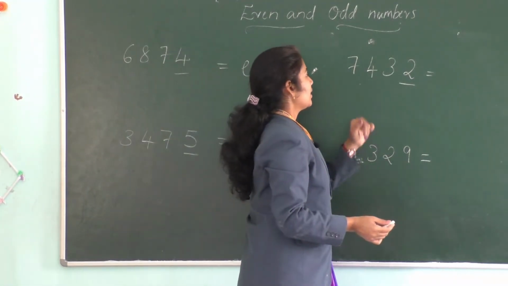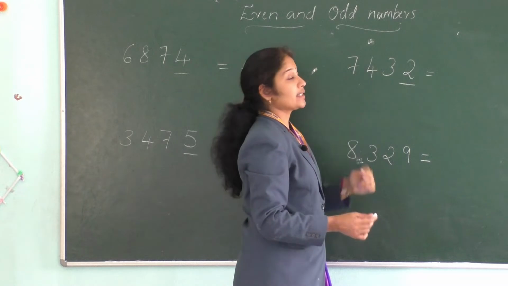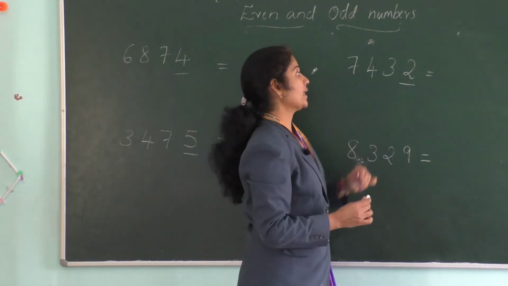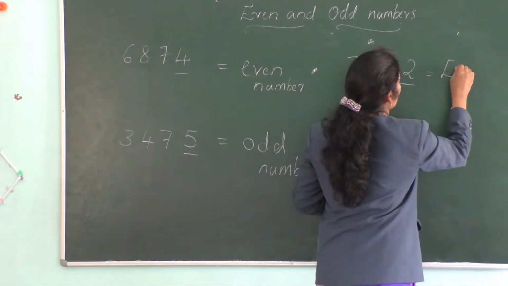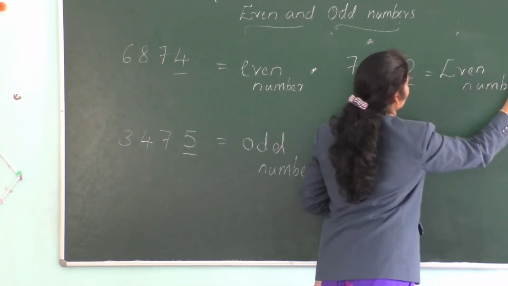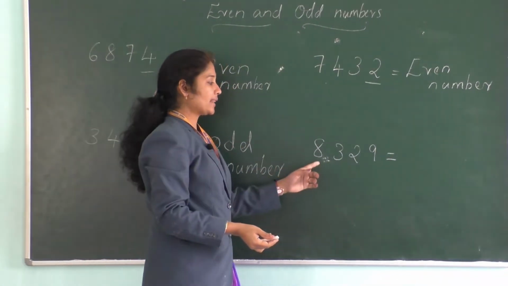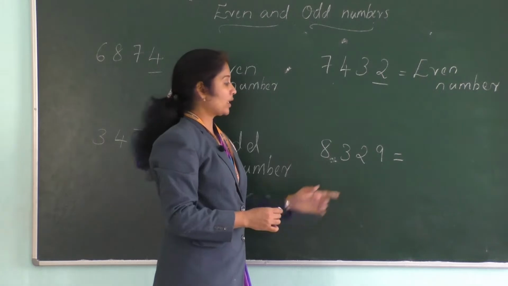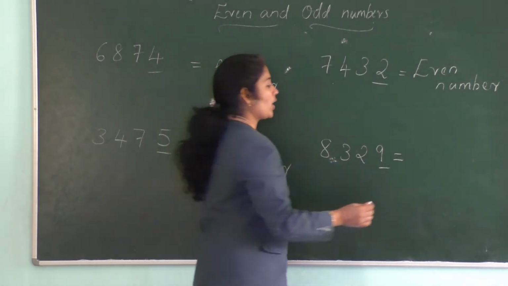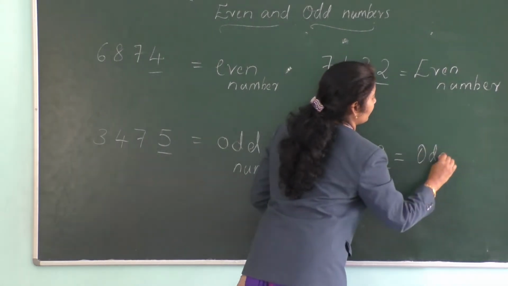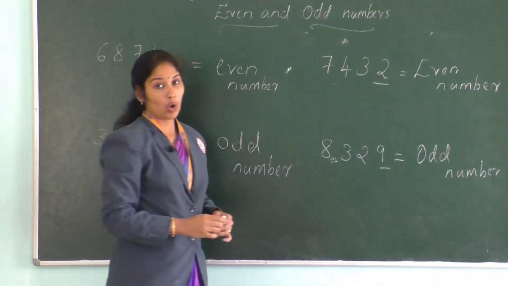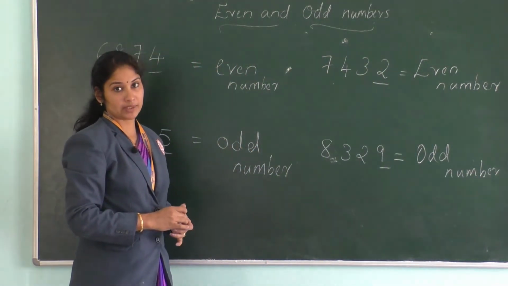Another example, 7,432. 2 is an odd or even number? Yes, 2 is an even number. So this number is an even number. The last example, 8,329. The last digit, is it an even or odd number? It's an odd number. So this number is an odd number. Hope you understood even and odd numbers.